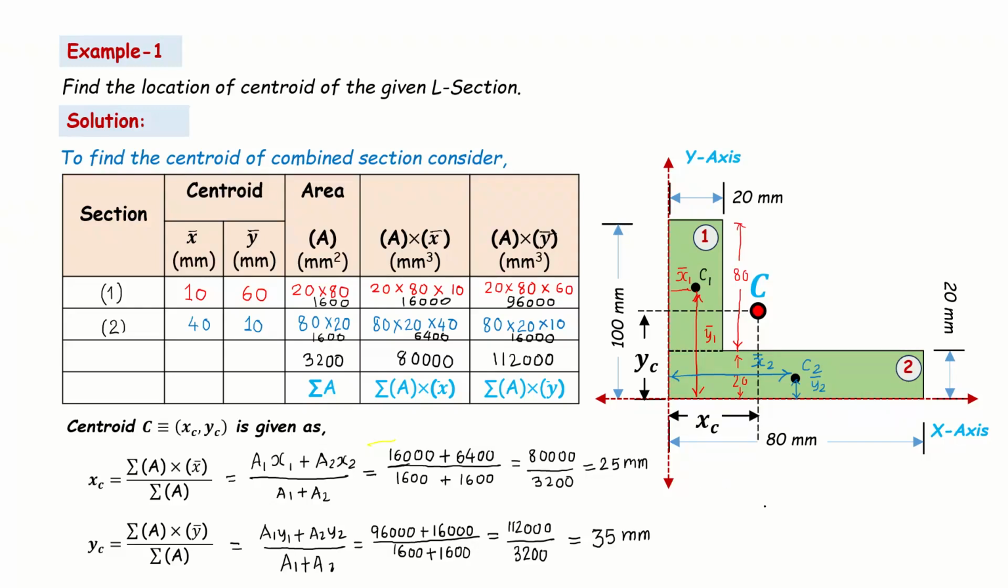So finally I can say that xc, the x coordinate of the centroid, is 25 mm, and yc, the y coordinate of the centroid, is 35 mm. Therefore, by following the simple procedure explained here, you can easily find the centroid of a composite figure. We shall see some more examples similar to this to understand the concept of locating the centroid of a composite section. Okay, thank you very much.